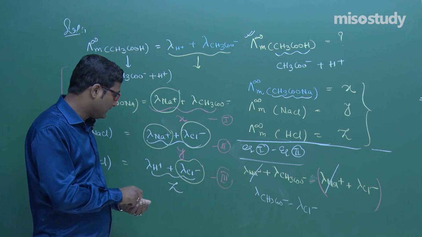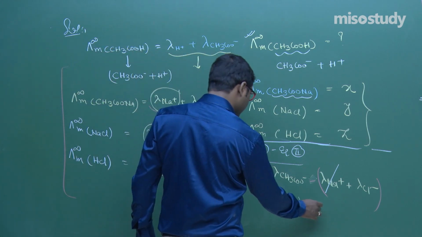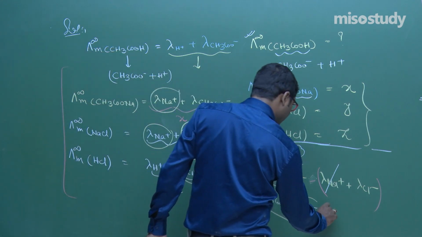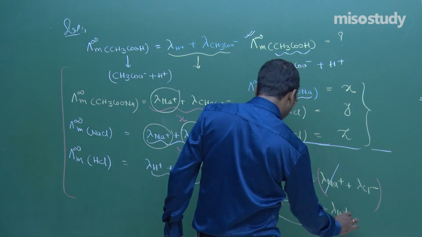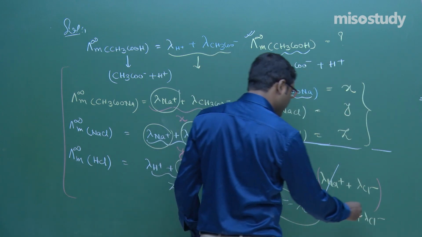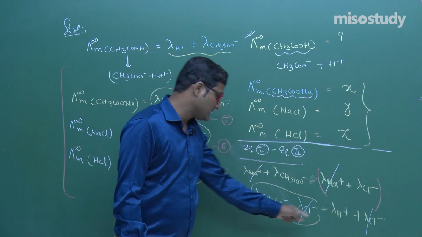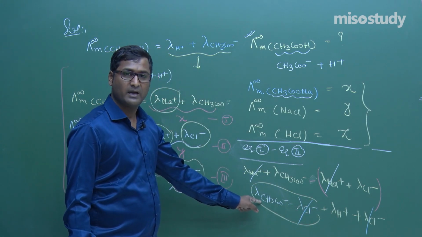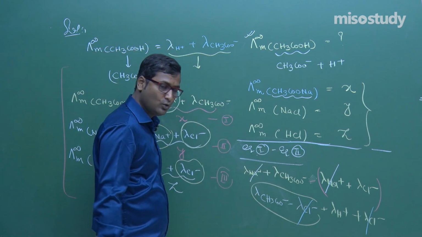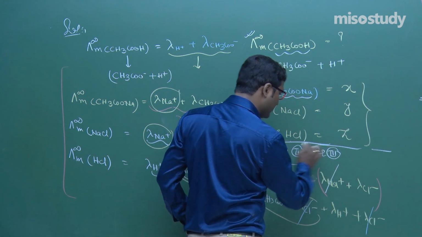Then what will happen? Now if I add them, that is this equation and equation 3, then what will happen? Add them, plus lambda H plus and lambda Cl minus. Now look at, we reached the destination. This will cancel this one. We get lambda H plus and lambda CH3COO minus. That is what we have done: equation 1 minus equation 2 plus equation 3. This is the output here.